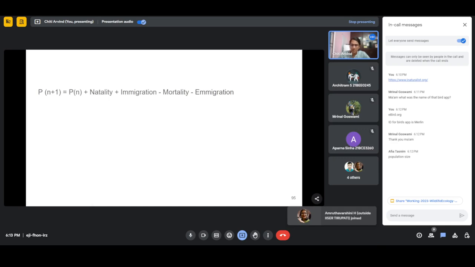Could someone give me the definition of natality, immigration, mortality and emigration? Okay, let's start with natality. What is natality? No one knows what natality is? What does it sound like? Birth rate. Excellent. And what about immigration?